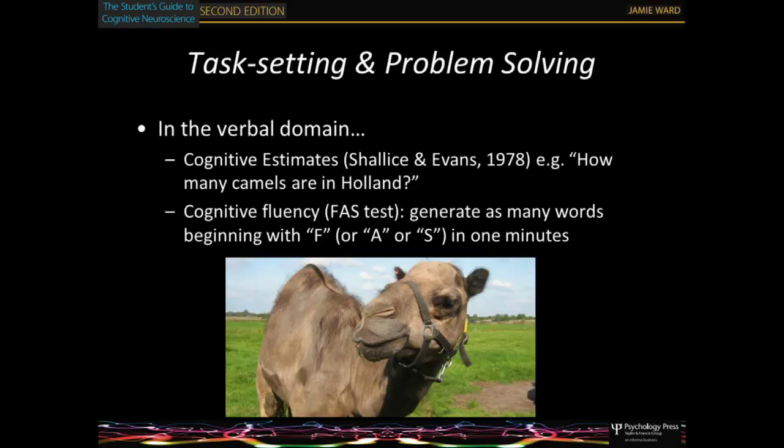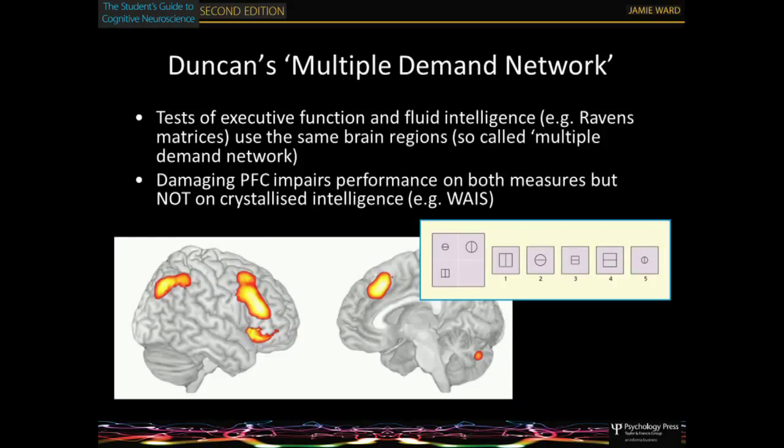So even though you can speak fluently, when you're asked to generate them in this artificial way, it breaks down. Again, this is impaired after damage to the frontal lobes, even though language per se isn't, and vocabulary knowledge doesn't go down, but your ability to pull them out flexibly goes down. So this is what we call problem solving.